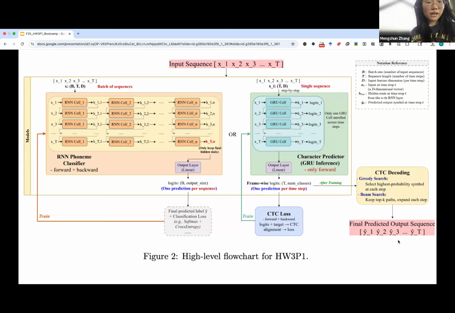Okay, that's all from our homework 3 P1 part. Any questions so far? Okay, cool. We will then pass it to homework 3 P2.